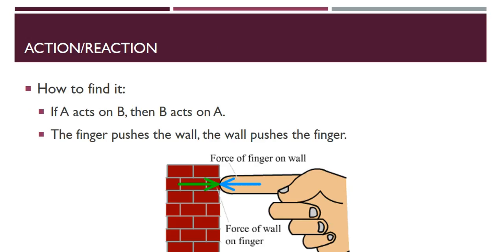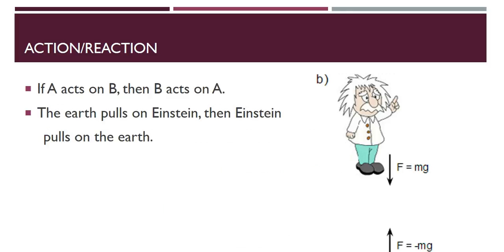The big thing you've got to remember is if A acts on B, then B acts on A. In this case, A would be the finger. So the finger pushes the wall, being B. That means that the wall is going to push back on A. Do not include a third object. If you're finding reaction forces, you need to be focused only on two things, the two objects that are coming in contact with one another.